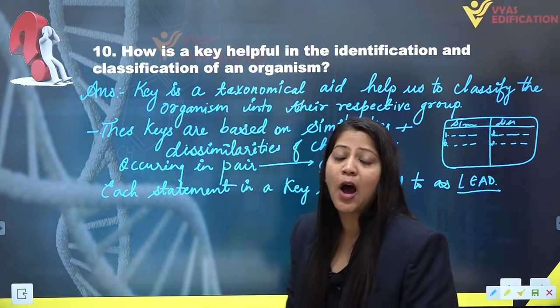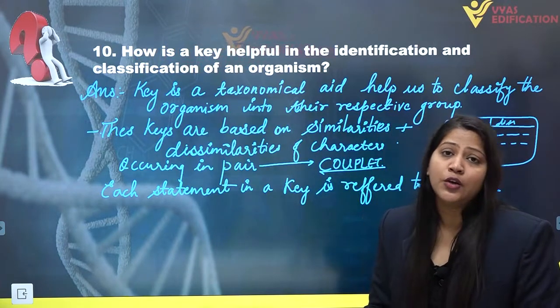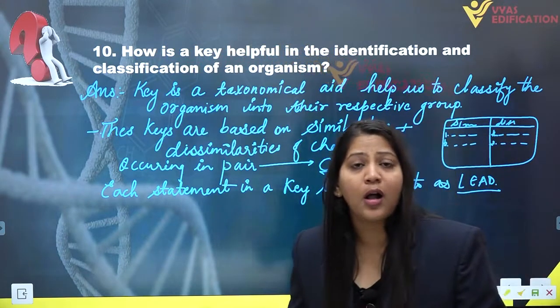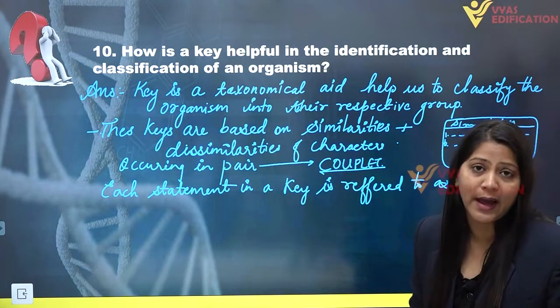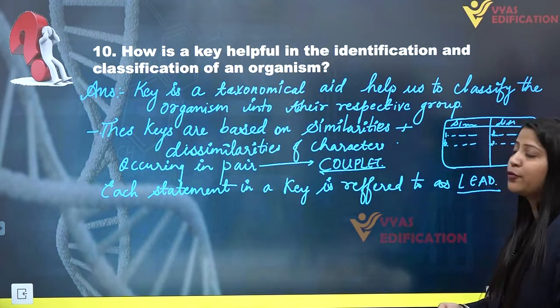Alright, so this is how a key can be useful to identify an unknown organism as well as to classify different ranks. So this is the complete answer of question number 10.